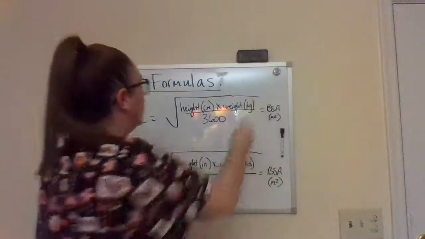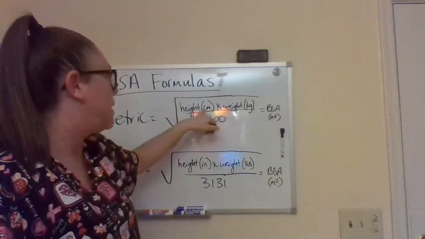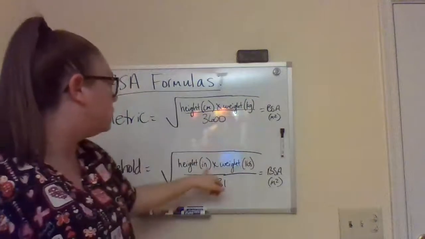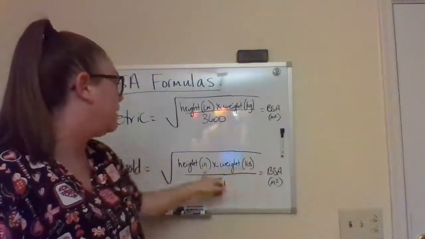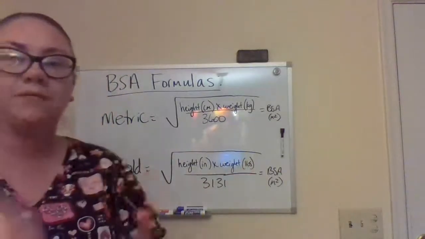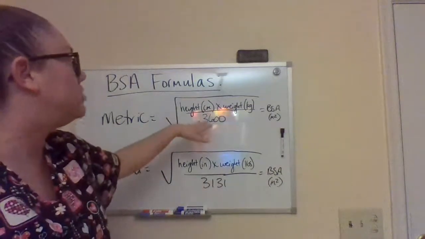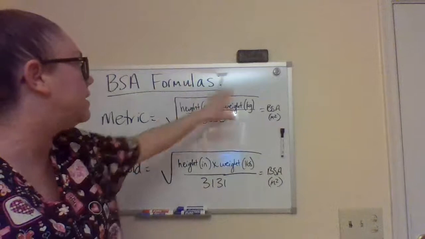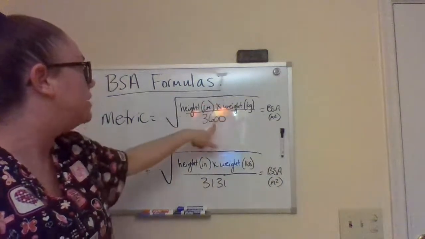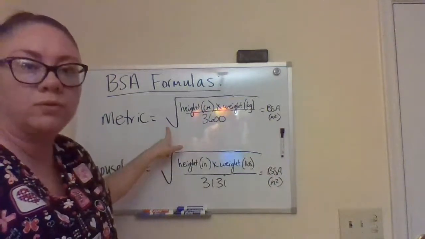Here we would use the metric formula if the information for our patient was given in centimeters and kilograms. We would use household if our patient's height and weight was given in inches and pounds. This way you don't have to do any of those conversions. So the first one, with metric, if your patient's information is given in centimeters and kilograms, you're going to multiply those first, divide by 3,600, and then you're going to square root that number.